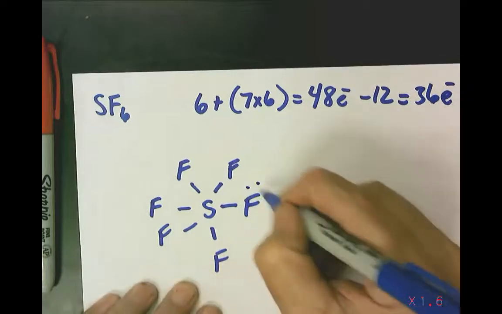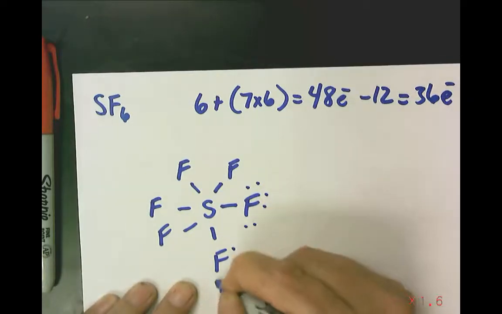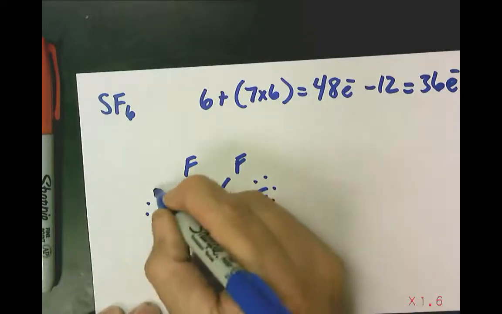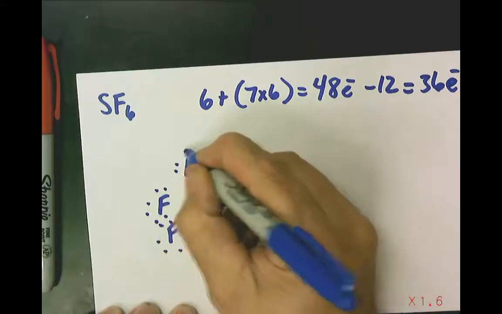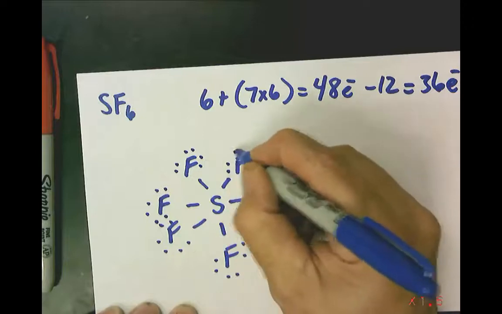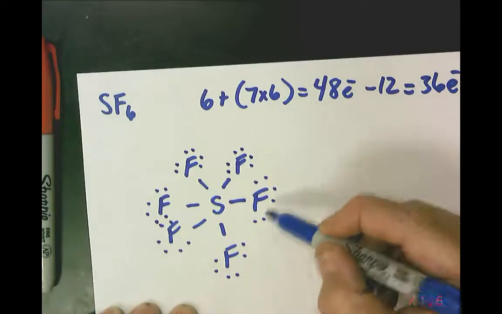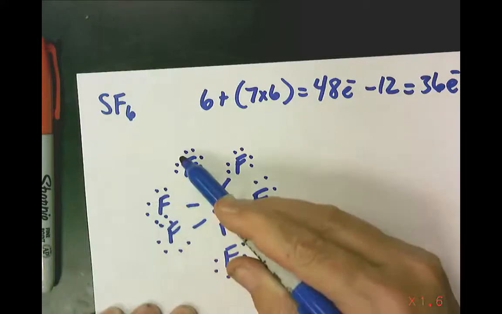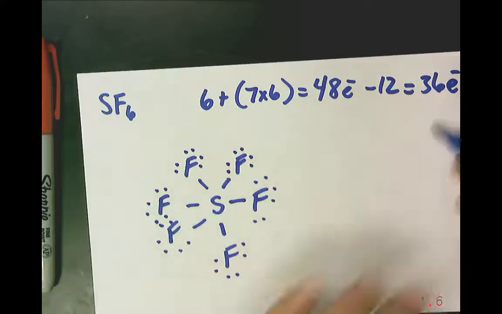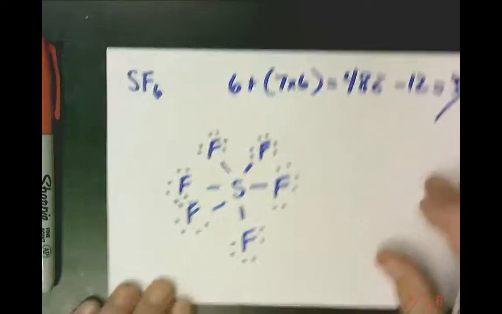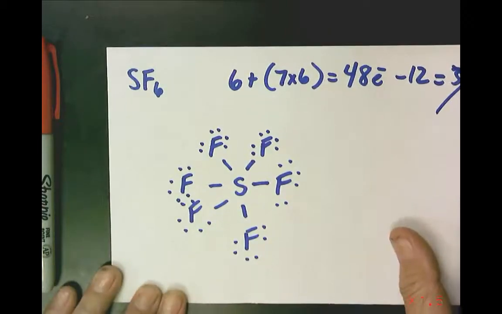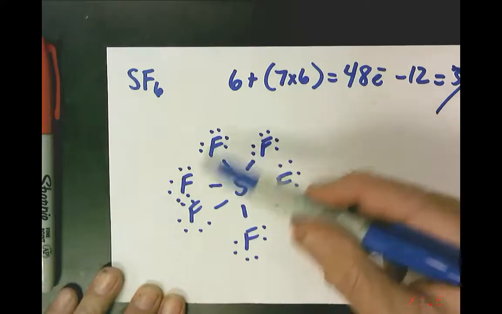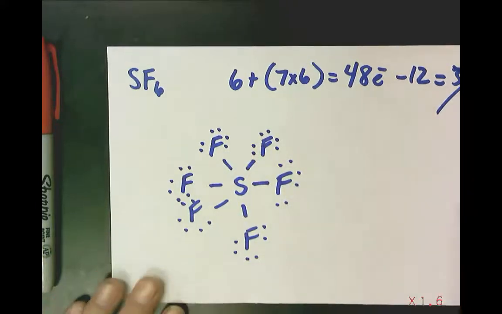Okay, octetting. I wonder if that's a word, octetting. Sounds like it. Okay, 2, 4, 6, 8, 10, 12, 14, 16, 18, 20, 22, 24, 26, 28, 30, 32, 34, 36. We've used them all, and so there is the Lewis structure for sulfur hexafluoride, and it's an exception to the octet rule.